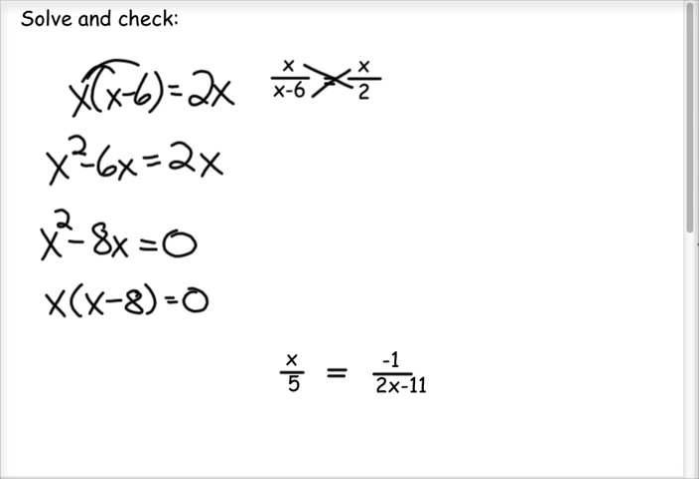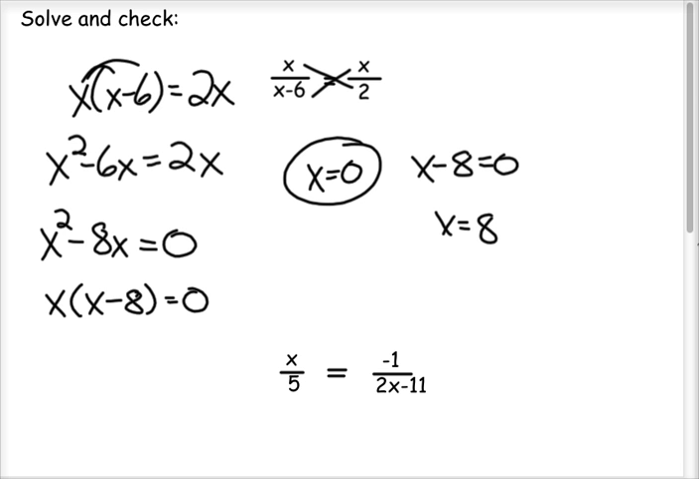Because now when I go to set the two things that are multiplied equal to 0, that x is 0, the x minus 8 is also 0. So I get my two solutions of x being 0 and x being 8.